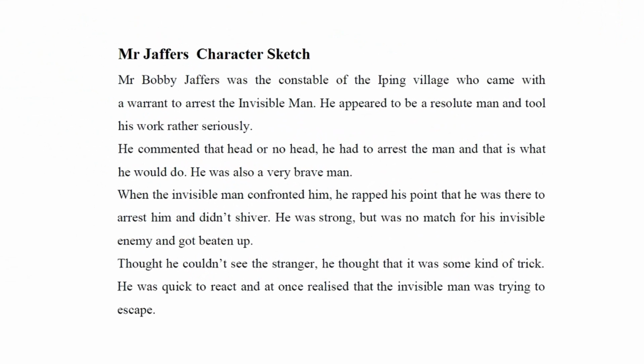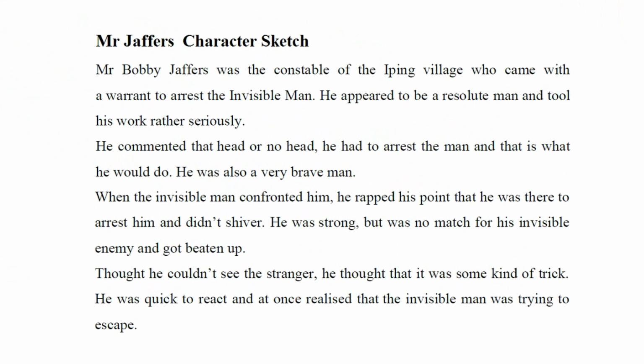Mr. Jaffers character sketch. Mr. Bobby Jaffers was the constable of the Iping village who came with a warrant to arrest the Invisible Man. He appeared to be a resolute man and took his work rather seriously.